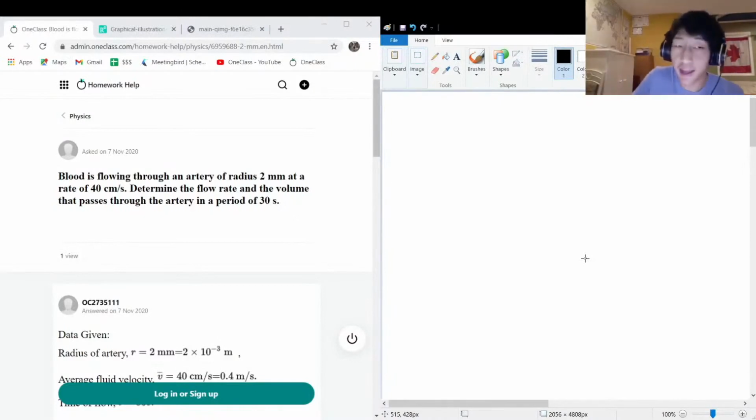Okay, so the next question that we got on the menu today is about the human body and the way that blood moves through the human body. The question is asking: blood is flowing through an artery of radius 2 millimeters at a rate of 40 centimeters per second. Determine the flow rate and the volume that passes through the artery in a period of 30 seconds.